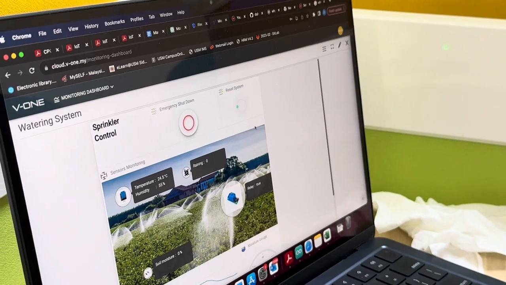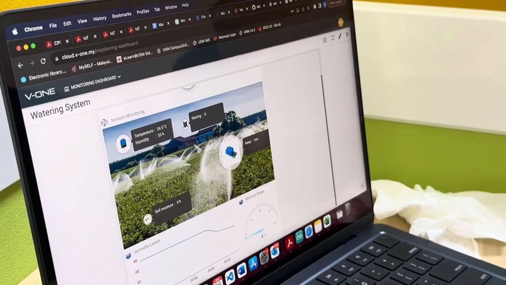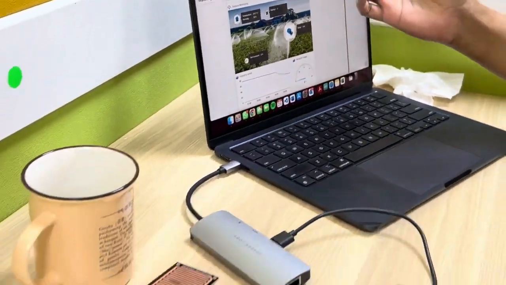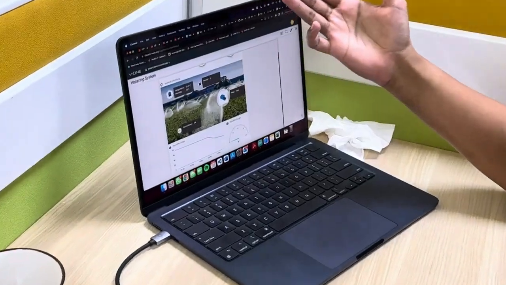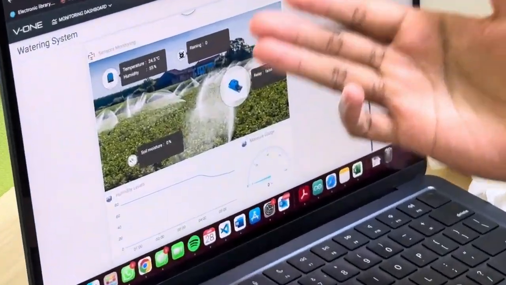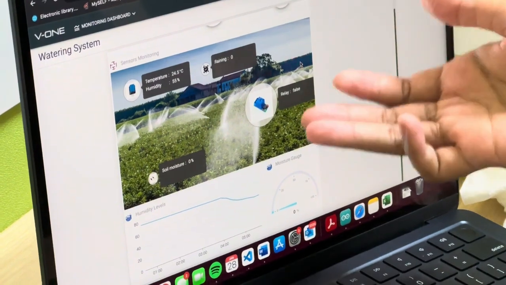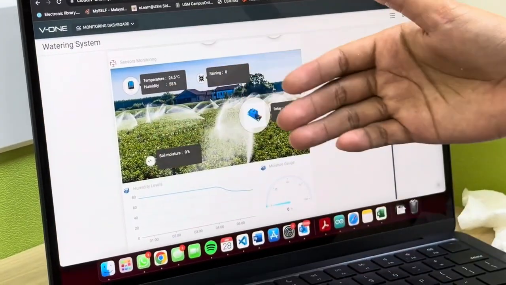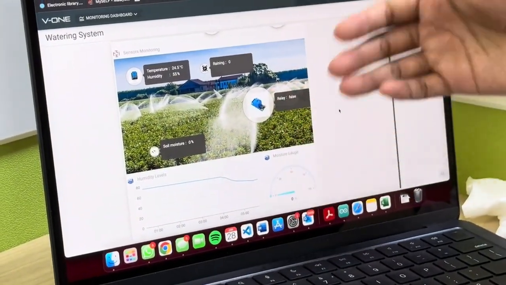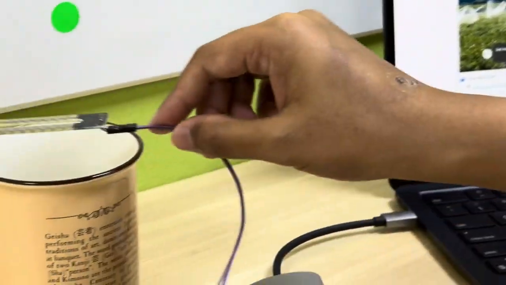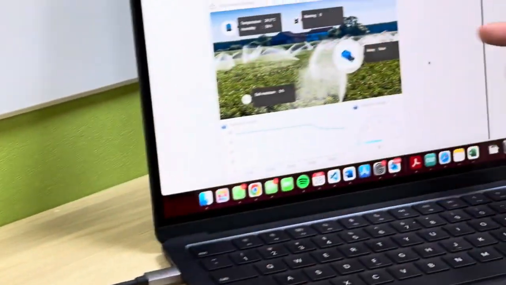normal operations. Other than that, there are other sensors monitoring, such as the temperature and the humidity sensors, the raining sensors, the soil moisture sensors, as well as the sprinkler itself. So there's a graph that shows the humidity levels over time, as well as a moisture gauge that reflects the soil moisture in real time.